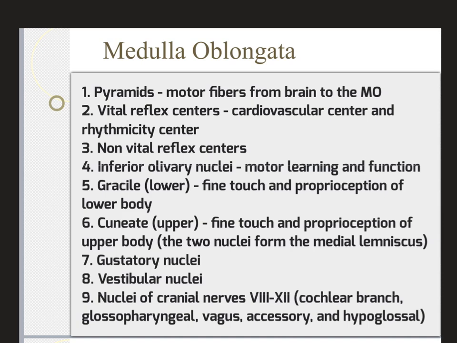Number 7 is our gustatory nuclei, and as its name implies, this is for taste. This is what governs our sense of taste. Our vestibular nuclei is going to be responsible for our sense of balance in our ear. So the medulla oblongata runs our ability to maintain balance, be it static or dynamic equilibrium. The last, number 9 nuclei, is going to deal with a series of cranial nerves 8, 9, 10, 11, 12.